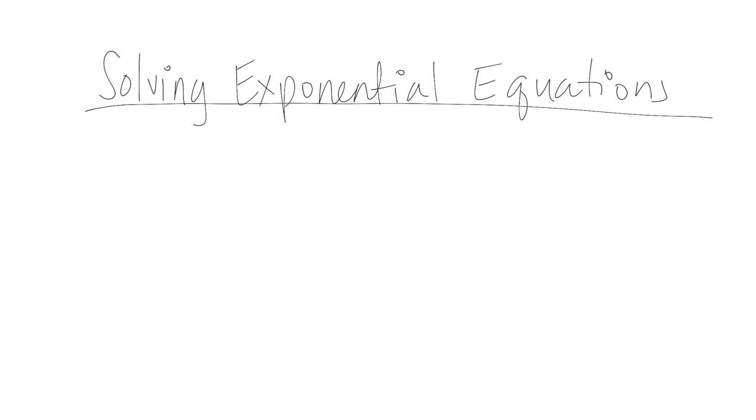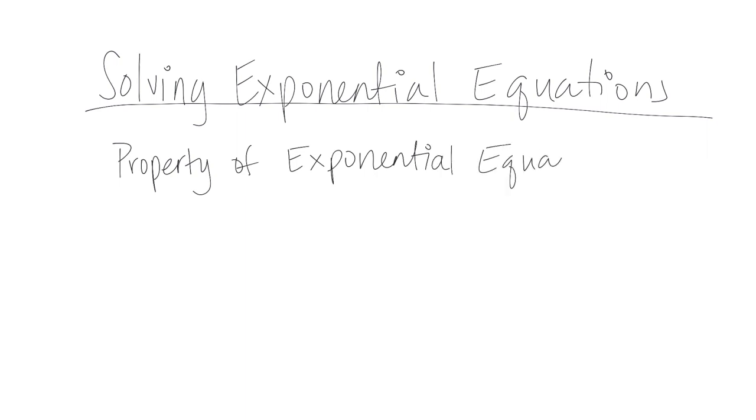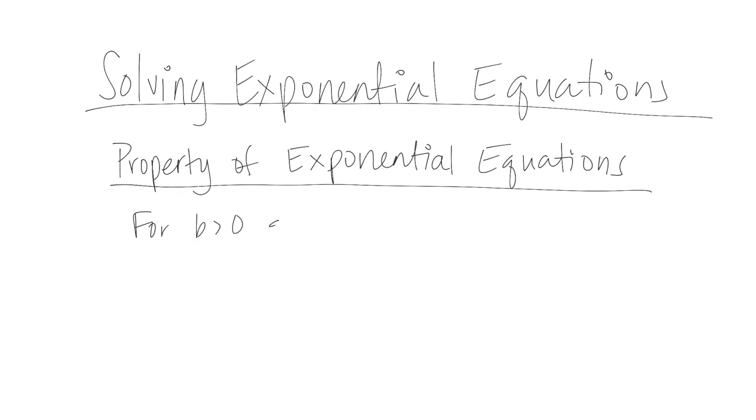So the first property I'm going to give you is an exponential equation property. The property of exponential equations is kind of obvious, but it definitely needs to be said. What it says is for b greater than 0 and b not equal to 1, if b to the x equals b to the y, then x has to equal y.